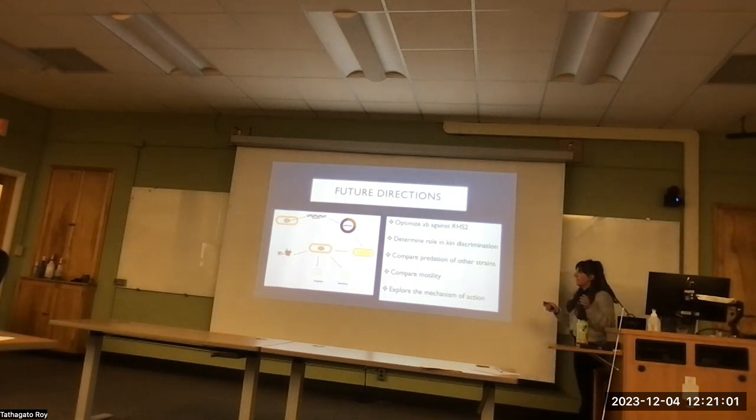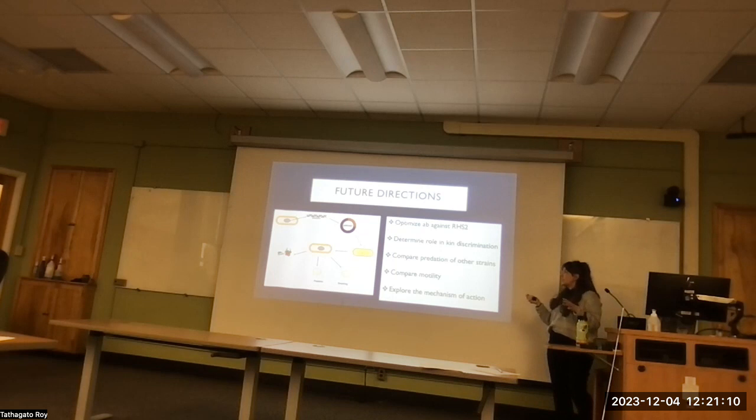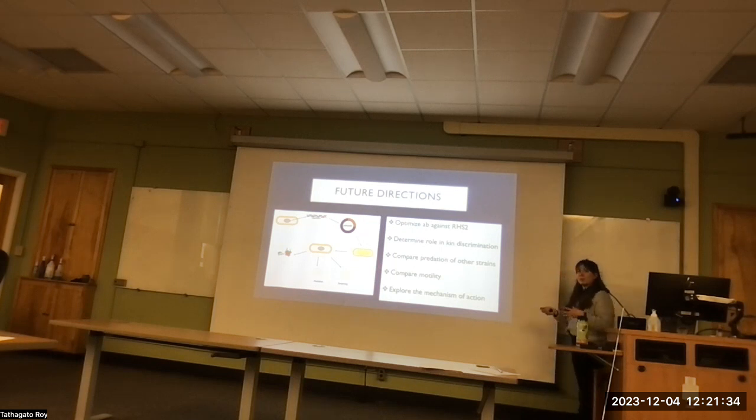So some future directions I have are to optimize the antibodies we have against this RHS2. We have created overexpressing strains, but because I haven't got this to work, I wasn't able to show the experiments with overexpressing strains. We'd like to determine its role in kin discrimination, because we don't know it quite yet, as well as compare predation of other lab strains that we have. Since it has been cited in motility, we'd like to also compare the motility of knockout, overexpressor, and wild type strains. And then explore its mechanism of action, because we're not sure exactly how it's working.